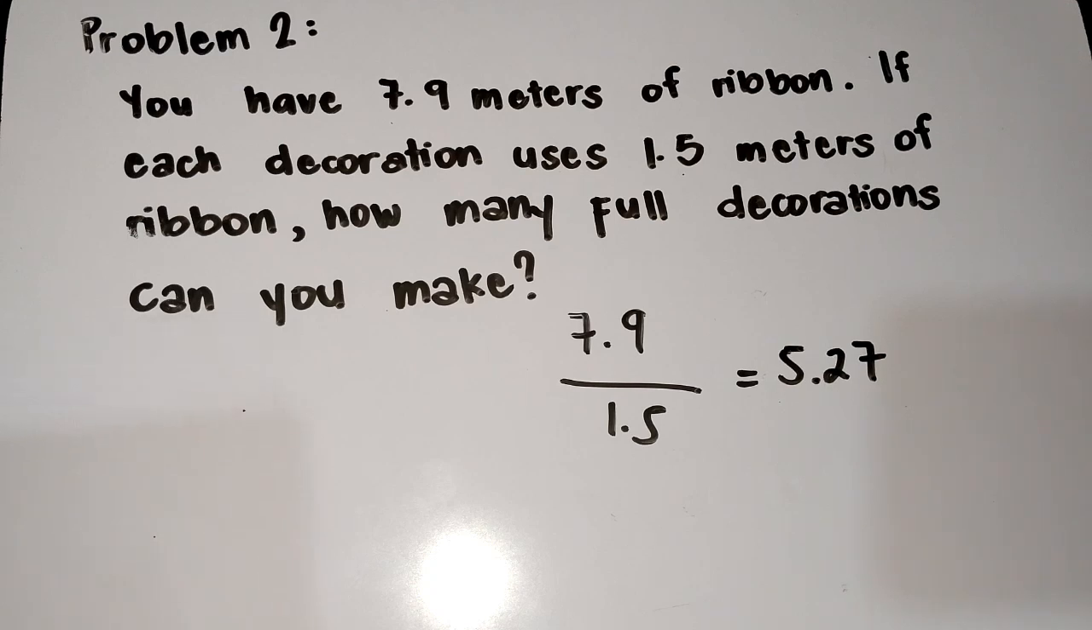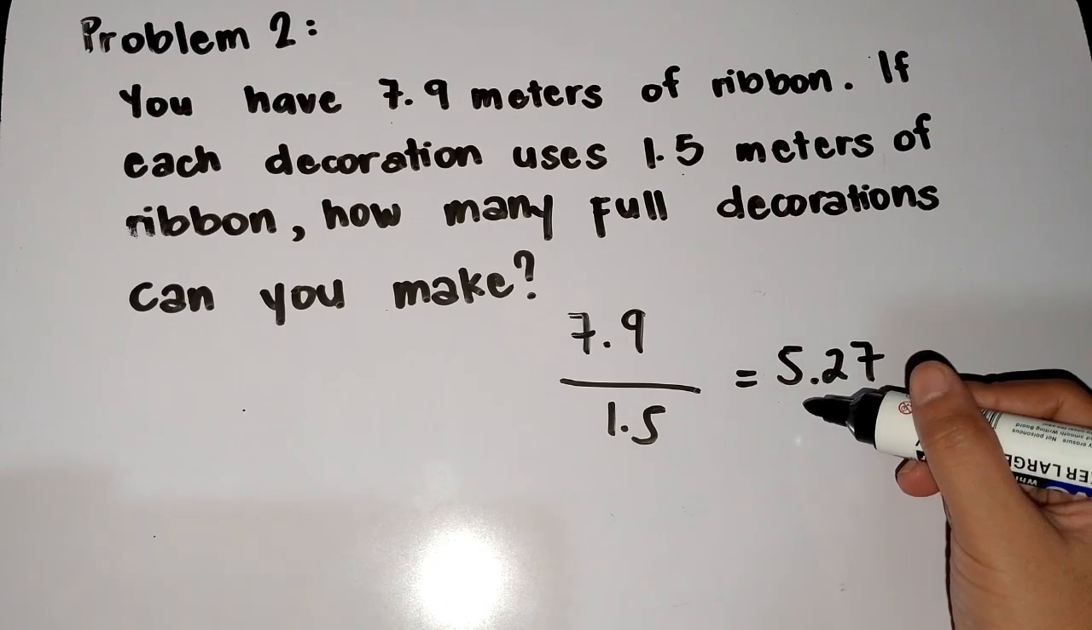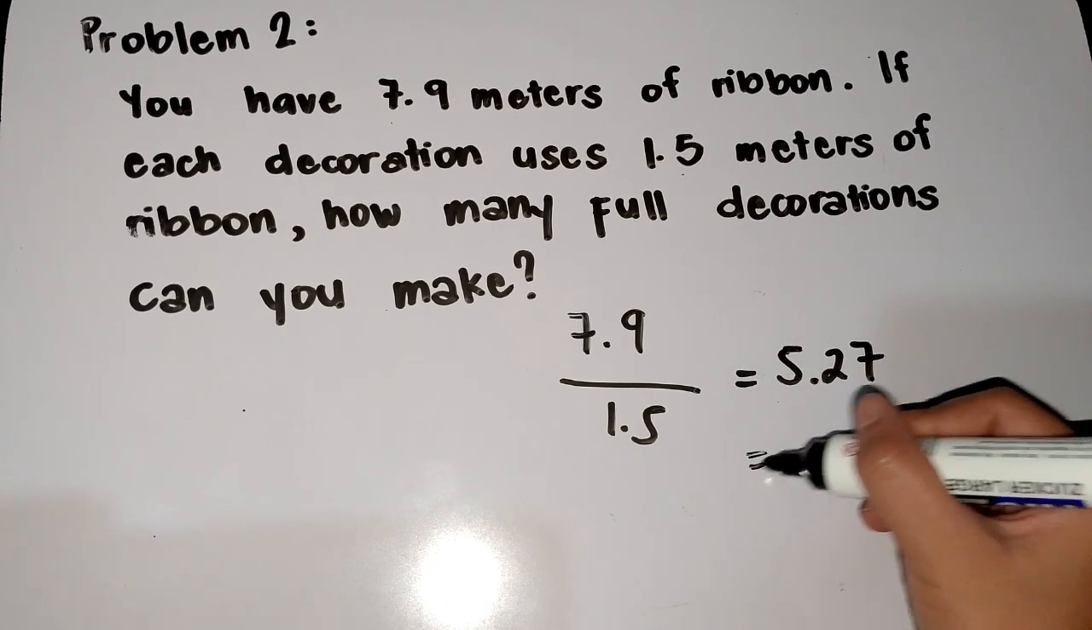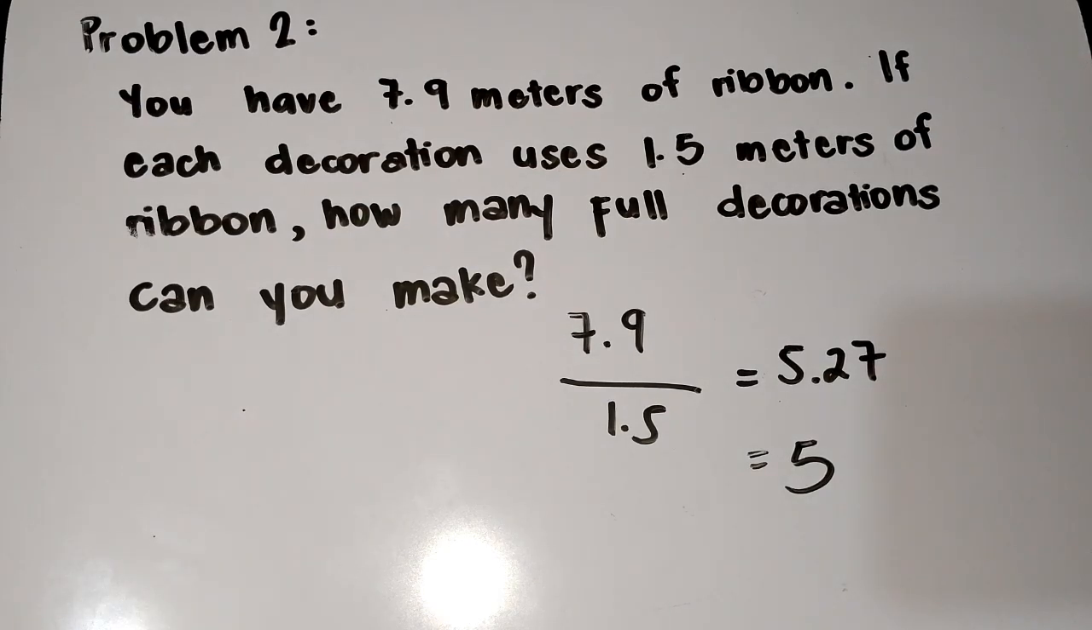But partial decorations are not possible, so we use the greatest integer function in order to round it down. So, the greatest integer function of 5.27 is 5. Therefore, we can make 5 decorations from 7.9 meters of ribbon.